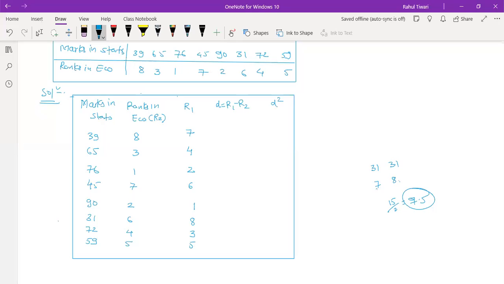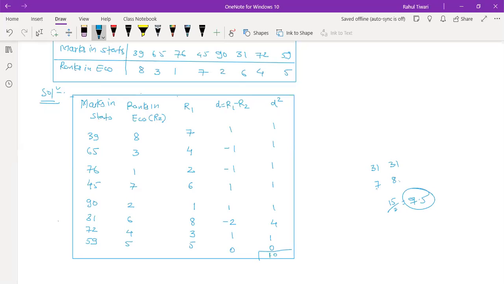Just find out D: 1, minus 1, minus 1, 1, 1. Everywhere it is coming 1, minus 2, 1, 0. Just find D square. So 1, 1, 1, 1, 1, 4, 1, 0. So what is the total here? Can anyone tell me the total? Is it 10? Yes, correct. So we got the total as 10.